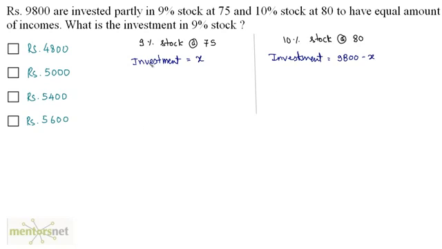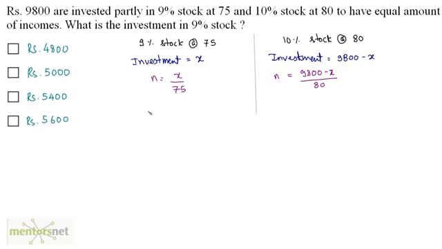Now let us calculate the number of stocks required to be purchased, right? So N here is equal to the total investment upon investment on one stock. That is the total investment upon the market value of one stock, that is 75. So X by 75 is the number of shares in 9% stock, and the number of shares in 10% stock will be equal to 9,800 minus X upon 80, right? 80 is the market value.